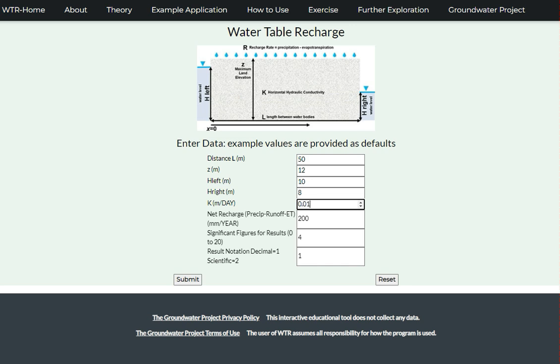10 meters for head on the left. The water table can be higher on the right or the left. 8 meters for head on the right. 0.01 meters per day for hydraulic conductivity. 100 millimeters per year for net recharge. 4 significant figures in the results, and 1 to display results in decimal rather than scientific format. Then click Submit, and results appear below the input form.